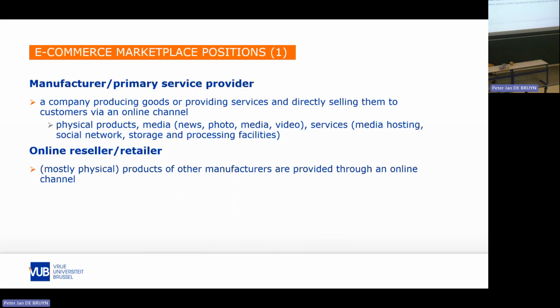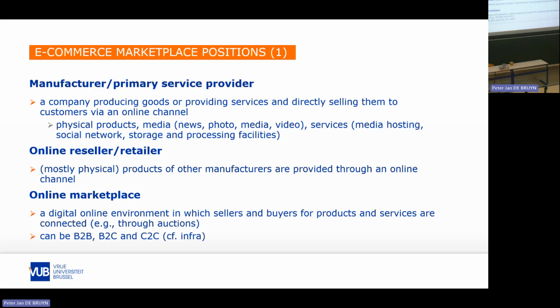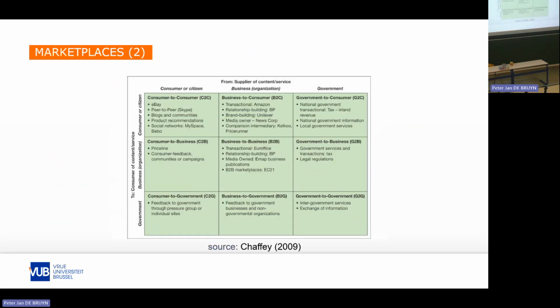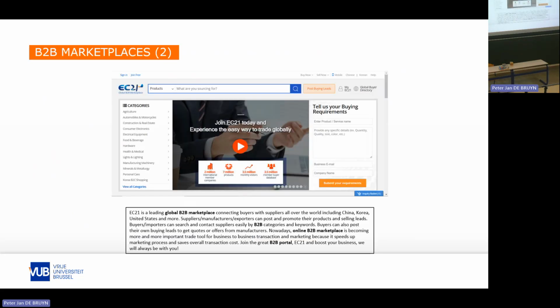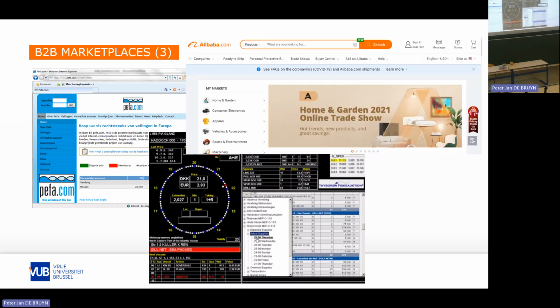So we have manufacturers that make their e-commerce platform, we have online resellers, and then we have online marketplaces. In those 9 configurations, from business, consumer, and government parts, we have those different alternatives of which party is dominating the platform, or whether it is more neutral. I've included some screenshots of some B2B marketplaces because they might be less known, but you can take a look at them in the slides at home.